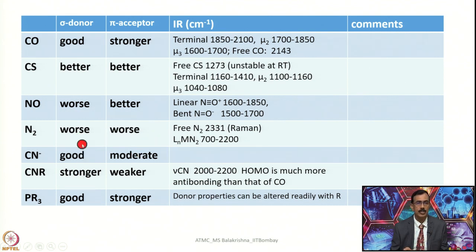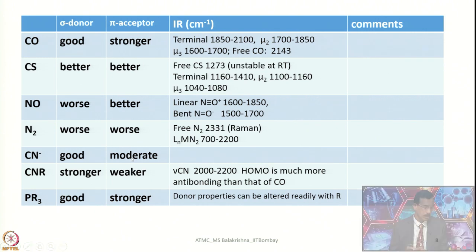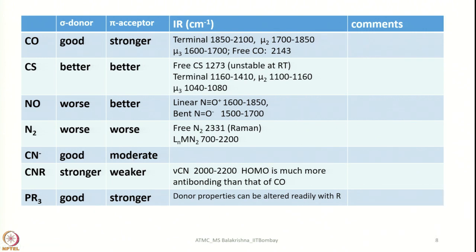And CNR, isocyanide, is a stronger sigma donor but a weak pi acceptor. In this case, the stretching frequency comes around 2100 to 2200. Here, the HOMO, highest occupied molecular orbital, is much more antibonding than that of CO, one should remember when we look into the activity. And tertiary phosphine is a good sigma donor and a stronger pi acceptor. Of course, it is very interesting to compare the donor and acceptor ability of carbon monoxide and phosphine. Let me do it at an appropriate juncture as we progress with this one.